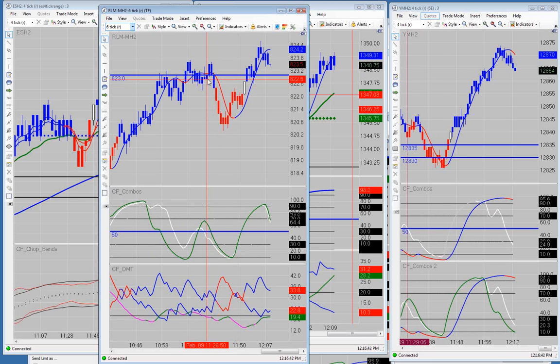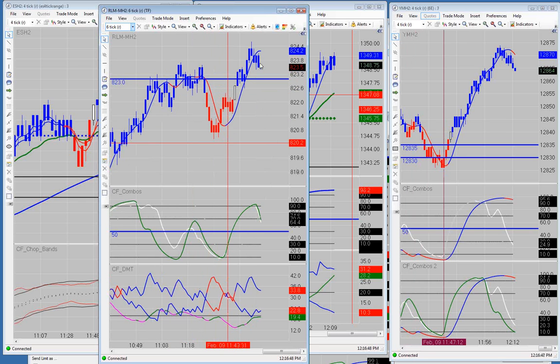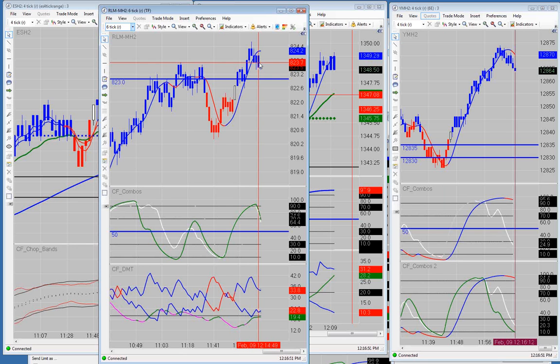From then, there hadn't been another one until over here, where everything rolled down and the white was to the left of the green. Right in here was a shorting opportunity. Your risk would have been up here, so you would have made profit on that trade. And there's another one going on right now, as one of our partners just told me. So right here, you would have a shorting opportunity with your risk up above right there at 824.7.